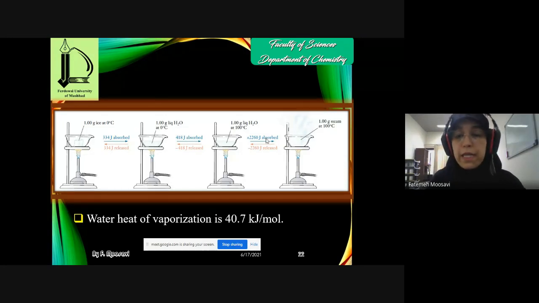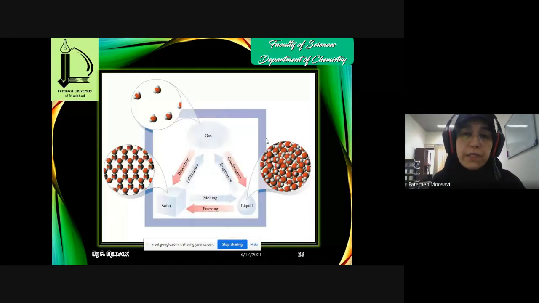So, in the case of converting the phases and changing the physical states, we just overcome the intermolecular forces, and the identity of the molecule, I mean chemical identity, doesn't change. In the case of water, in this figure, you can see that different phases, gas, liquid, and solid, are present, and their difference is because of their intermolecular forces.